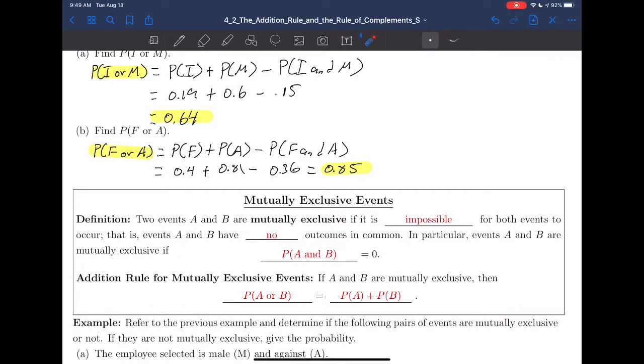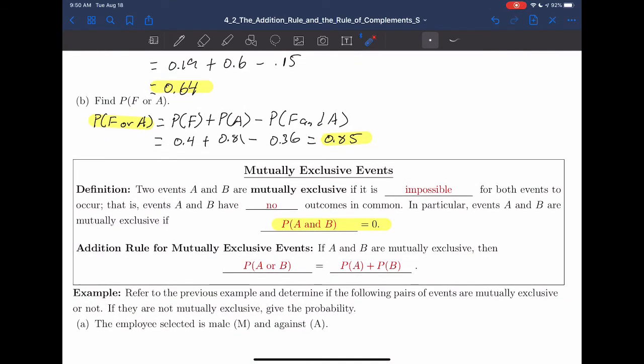So what does this do? If the probability of A and B is 0, you conclude that they're mutually exclusive, because this is saying that A and B have no common outcome. So if you calculate this, and it is true, then event A and event B are mutually exclusive.